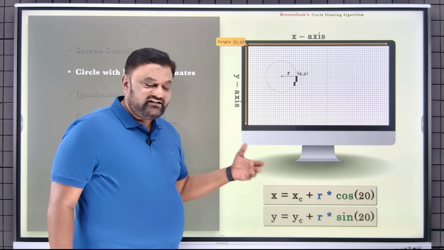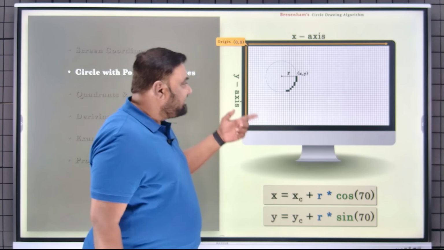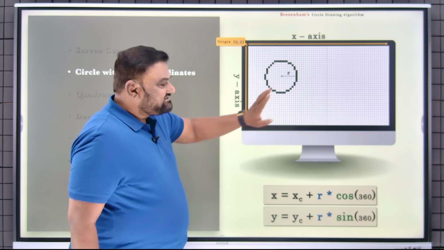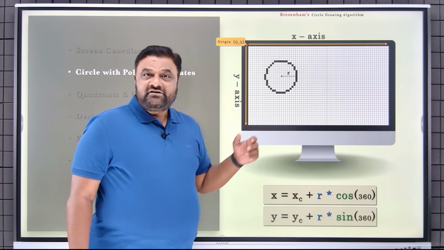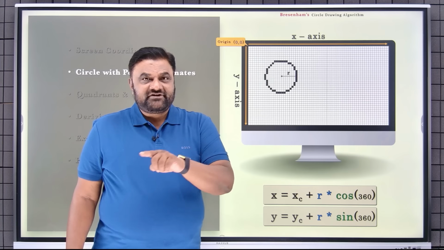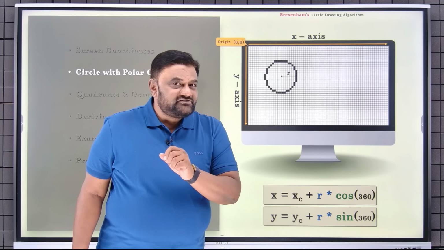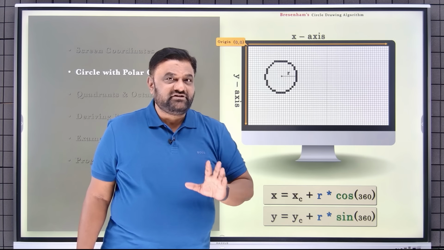You can go on getting the pixels by changing the values here, and you can go up to 360. You get all the points on the circumference of the circle. In total, how many points will you get? You'll get 360 points only.